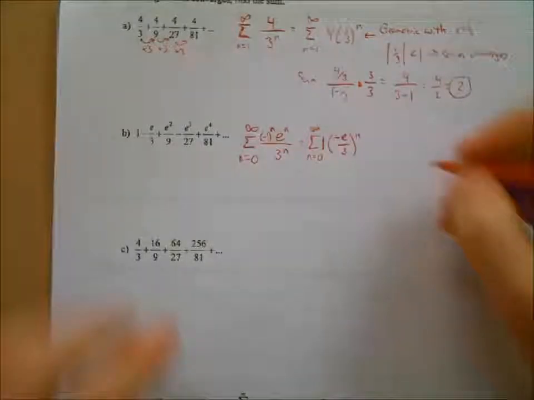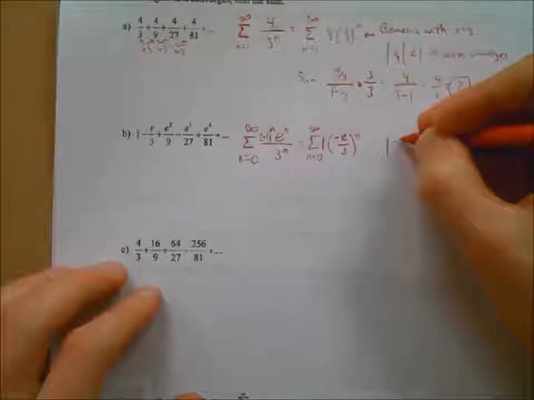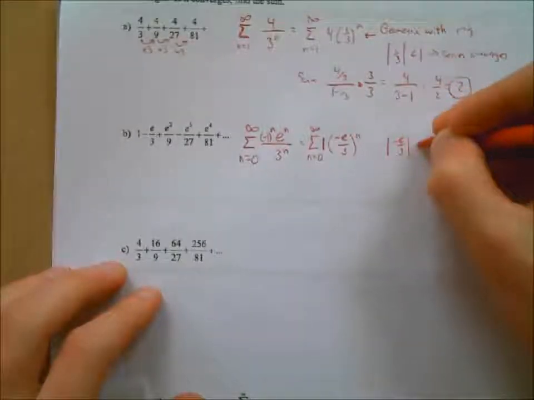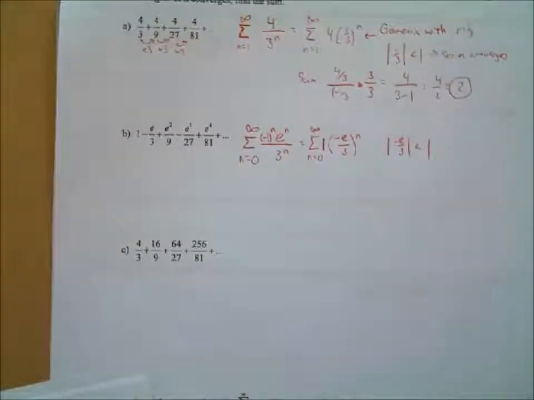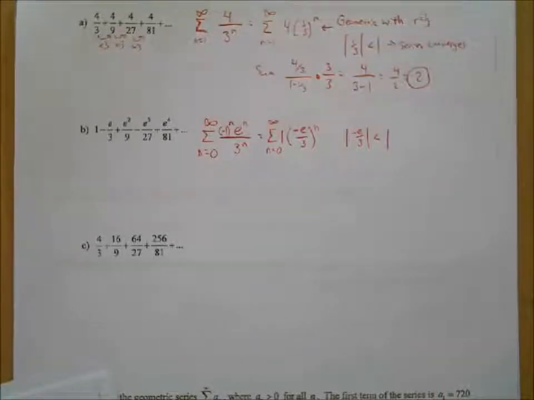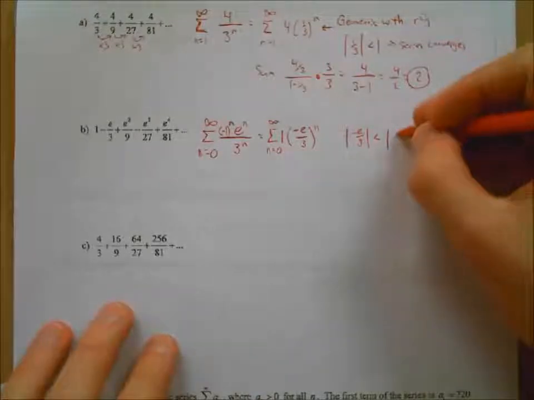So we're going to take a look here. Our common ratio is negative e thirds. We're going to do the absolute value of that. Is negative e thirds less than 1? I'm off the screen, sorry. Is it? Yes, and we can do that without our calculator for sure, right? Because we know that e is approximately 2.7 something, okay? 2.7 divided by 3 is about 0.9, right? So it's going to be just below 1, and so we know the series will converge.